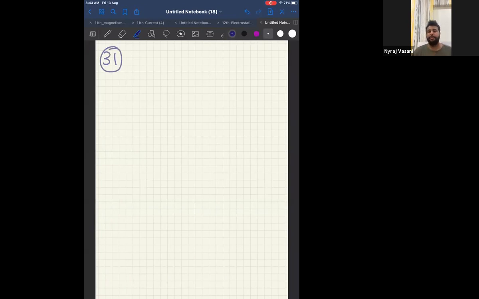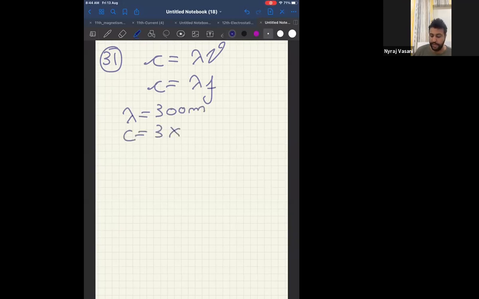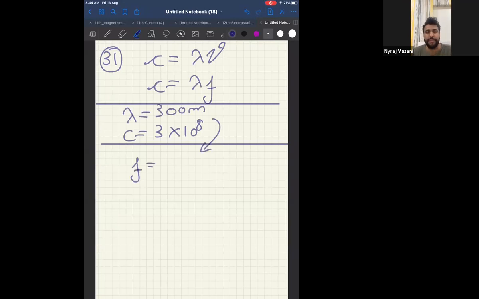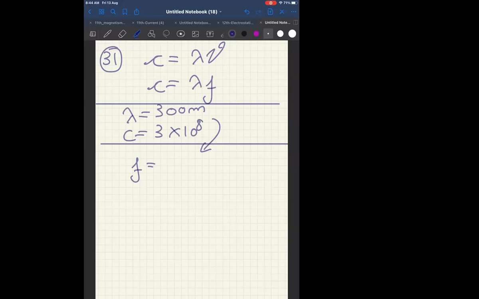Question number 31 is a hybrid question. In last year's electromagnetic waves, have you studied this formula? Speed of light is equal to wavelength into frequency. Now look at question number 31. Wavelength is given as 300 meter, and speed of light is a constant value, 3 into 10 power 8. From this data, can I get the value of frequency? Now tell me, what is the value of frequency?